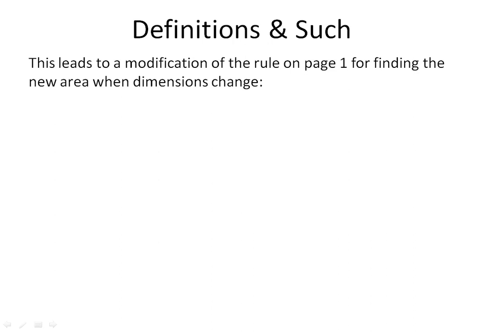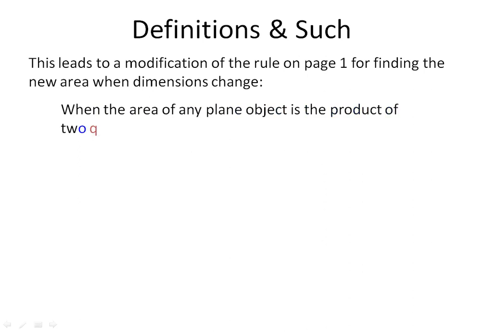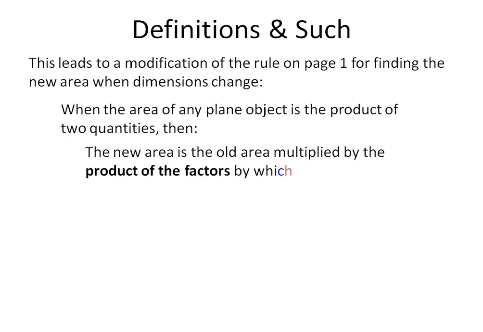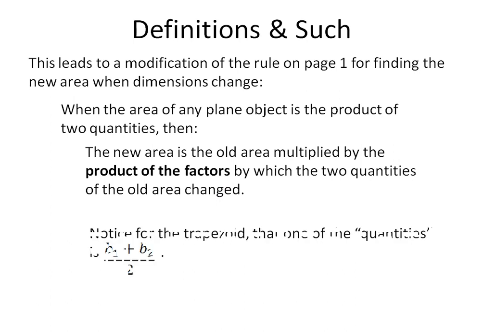Okay, so this leads to a modification of the rule on page 1 for finding the new area when dimensions change. When the area of any plane object is the product of two quantities, then the new area is the old area multiplied by the product of the factors by which the two quantities of the old area changed. Notice for the trapezoid that one of the quantities is (B1 + B2)/2.